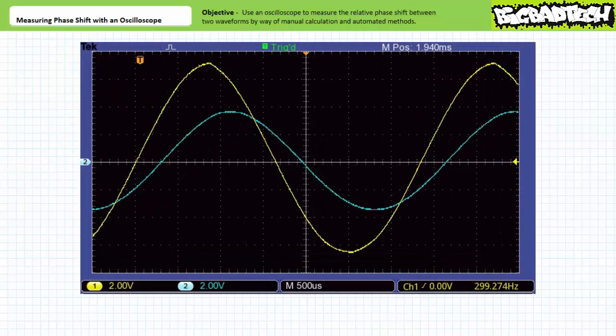Let's put these figures aside and discuss relative phase shift. To manually calculate the relative phase shift between these two waveforms, one needs to display them simultaneously. To do so, both channel 1 and channel 2 are turned on. Note both channels are displayed using a vertical sensitivity of 2 volts per division and a horizontal sensitivity of 500 microseconds per division. It is immediately evident the yellow waveform on channel 1 is larger than the similarly scaled blue waveform on channel 2 due to the properties we previously measured.